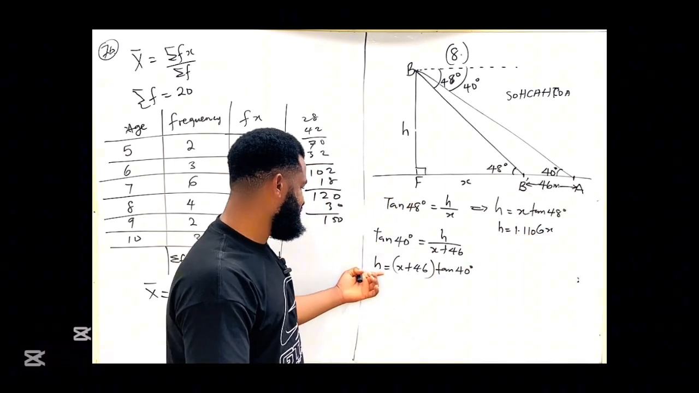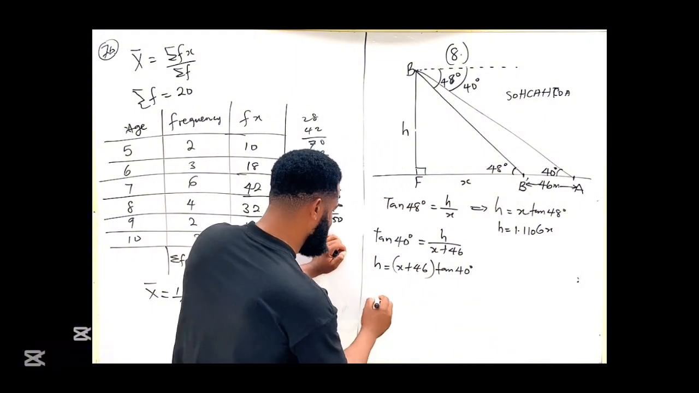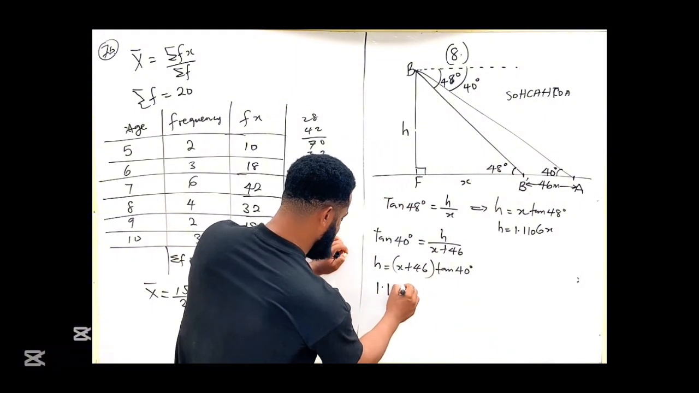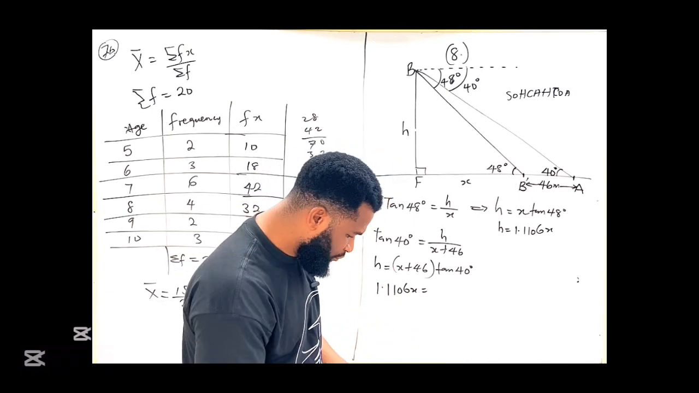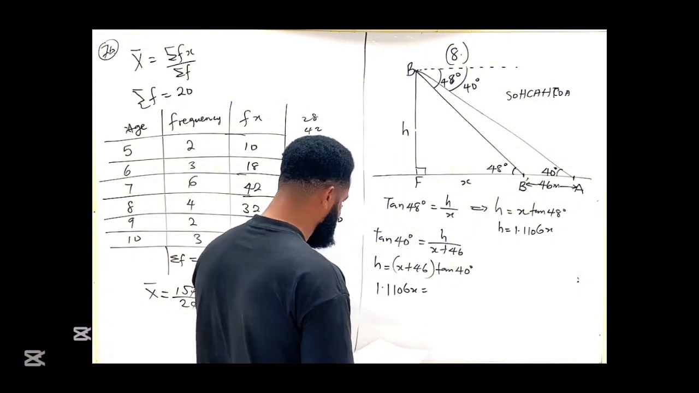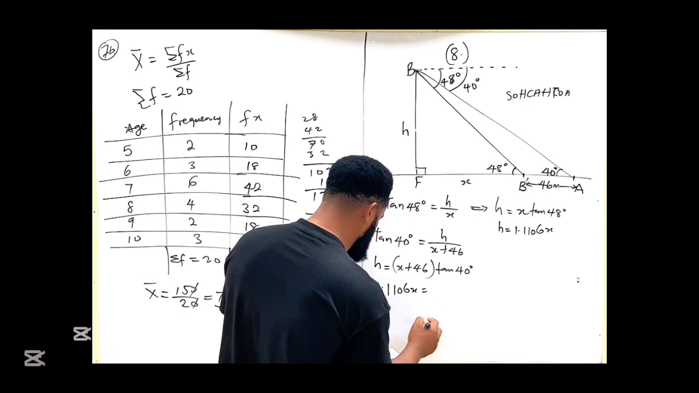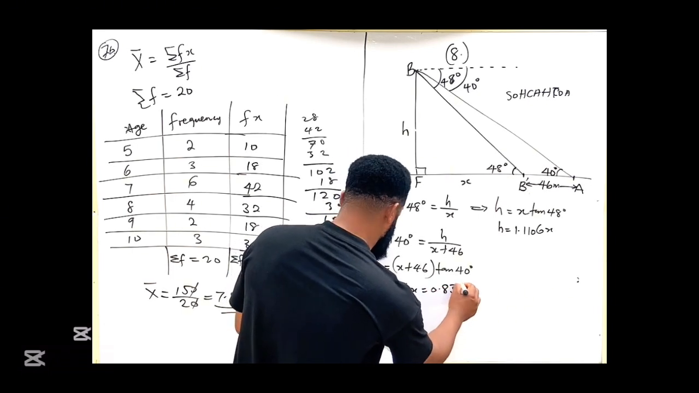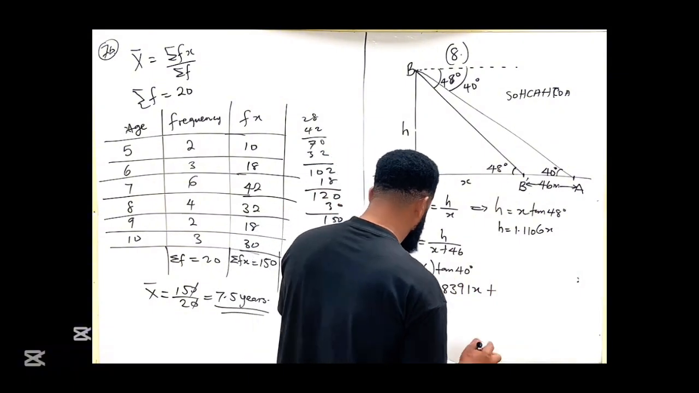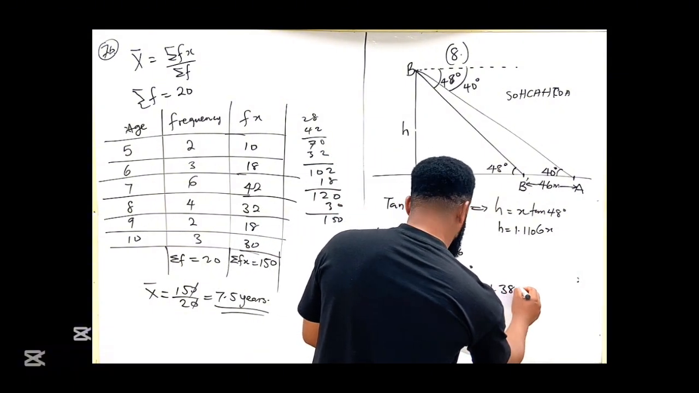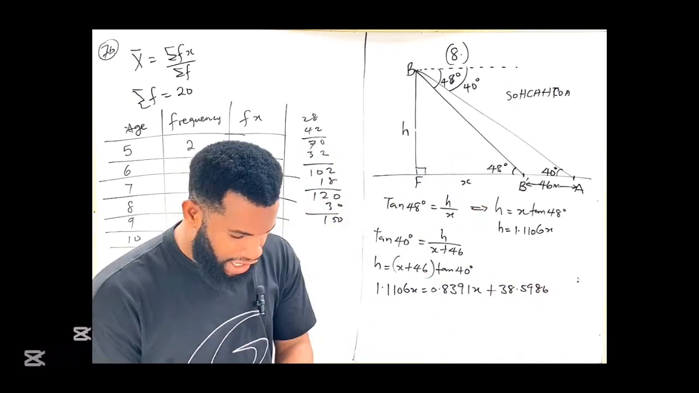And then let us equate them, because if h is 1.1106x and h is (x plus 46) tan 40, it means that 1.1106x is going to be the same thing as this. So what is tan 40? Tan 40 is 0.8391. So it's going to be 0.8391x plus tan 40 times 46, which is going to be 38.5986. All right, so I have done that.